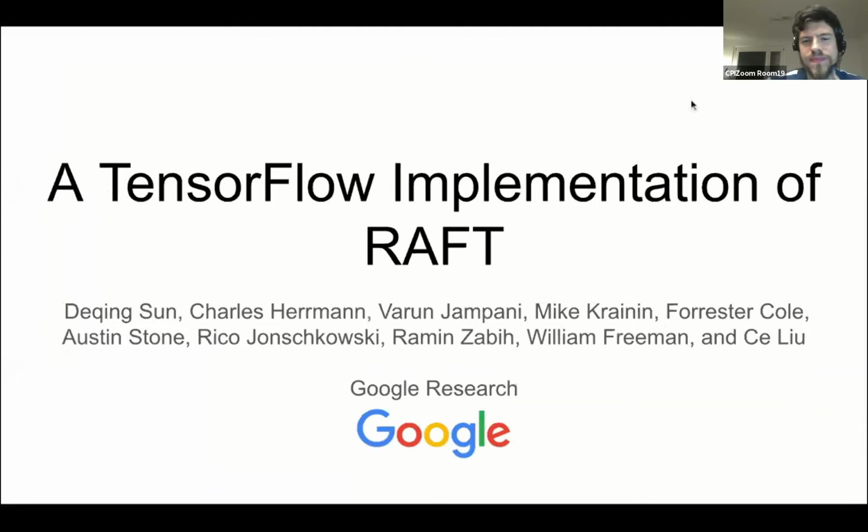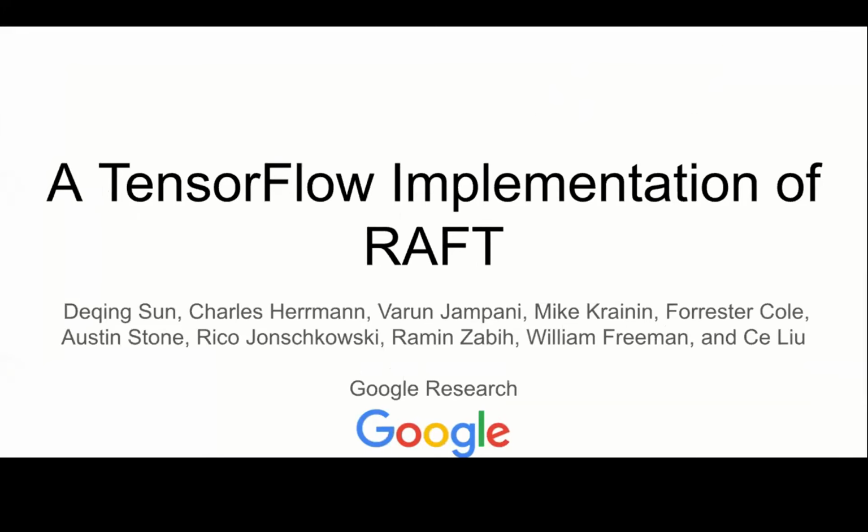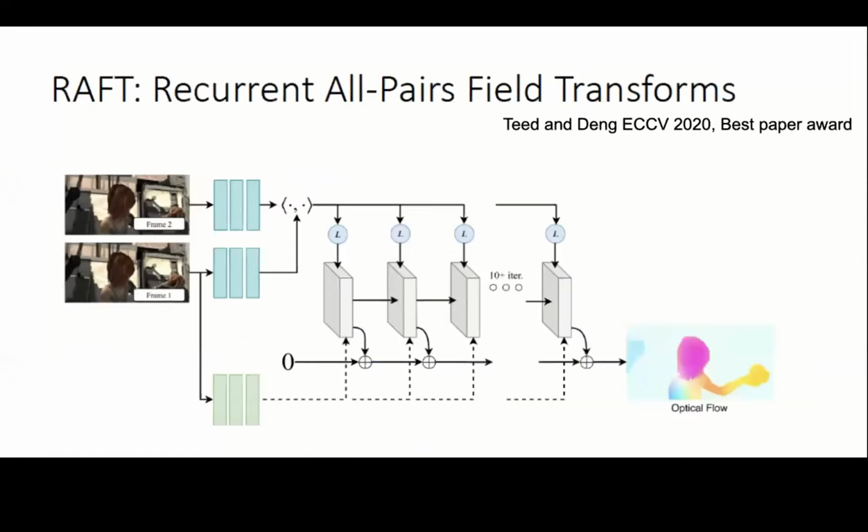Yes. Okay, great. It's a great pleasure to talk about our entry to the optical flow track, a TensorFlow implementation of RAFT. It's joint work with my colleagues at Google. So first, let's briefly review RAFT, which stands for Recurrent All-Pairs Field Transforms. And the paper just received the ECCV 2020 Best Paper Award.